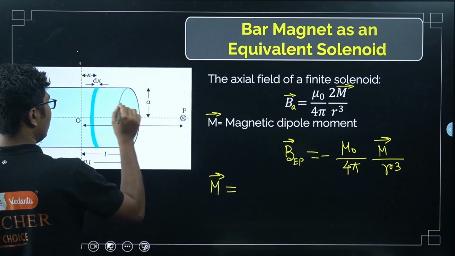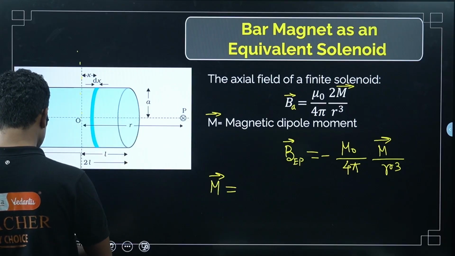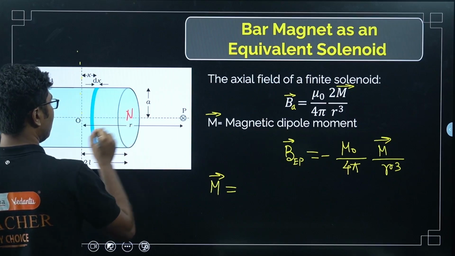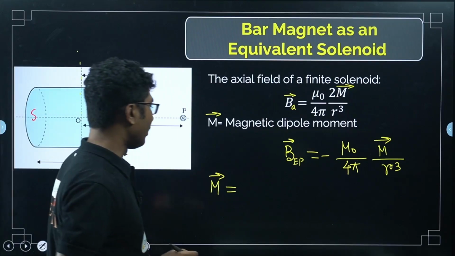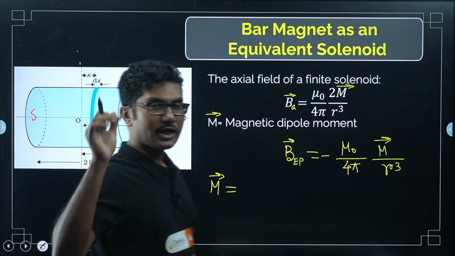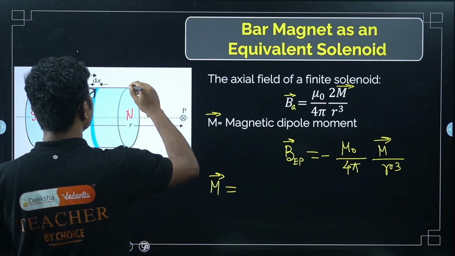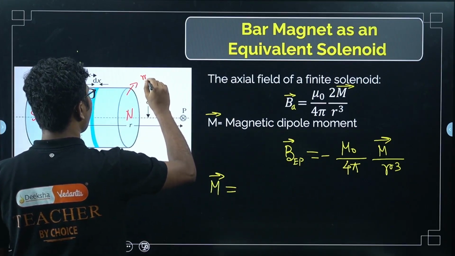Suppose this is north pole, and the other one is south pole. North pole, south pole. Now, similar to positive charge and negative charge, there is something called pole strength. Pole strength is generally represented by small m.